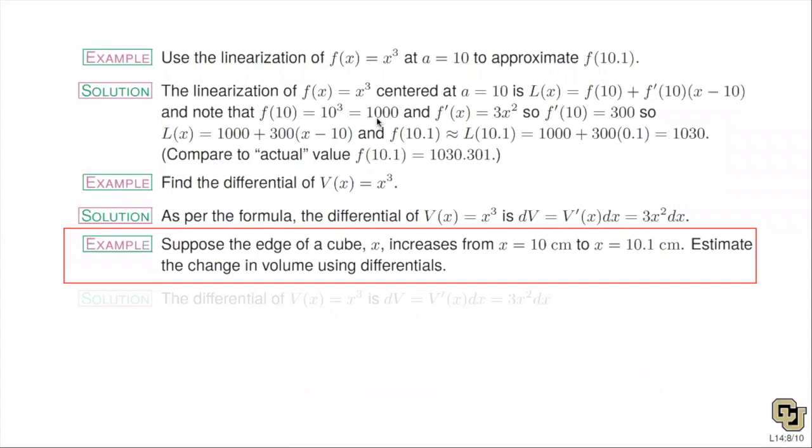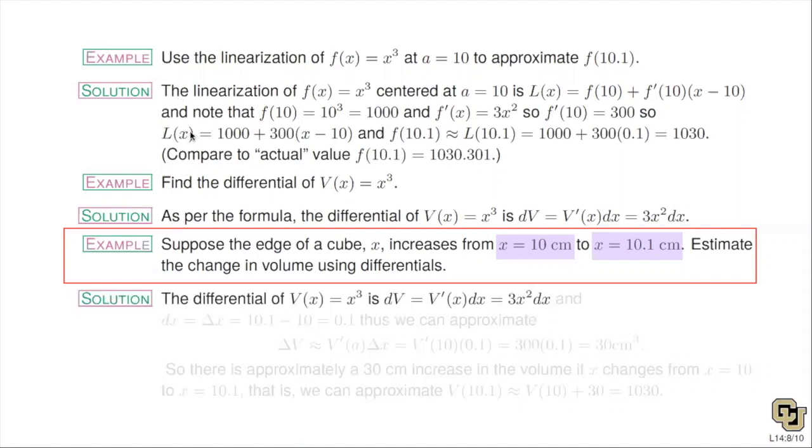So this is a classic differentials problem in that we have some function, here's the volume function, V of x equal to x cubed. And the input of the function starts out at some fixed value, in this case 10 centimeters, and then changes. In this case, it increases to 10.1. It doesn't have to increase, it's just that in this case, that's the example. So there's going to be a change in volume. So now what we're being asked to do, we want to approximate the change in volume. We want to approximate V of 10.1 minus V of 10. We want to approximate how much the volume is increased or decreased by.